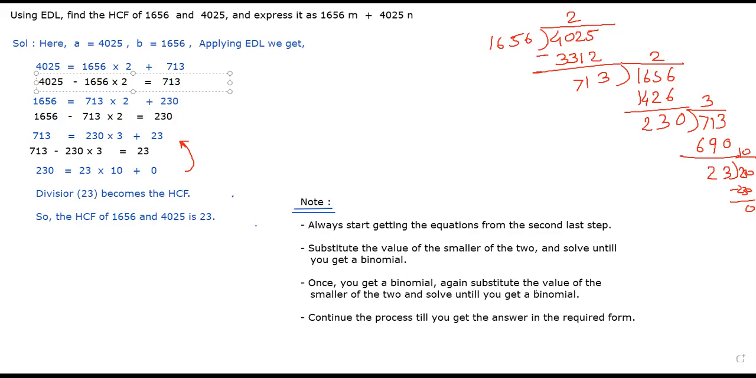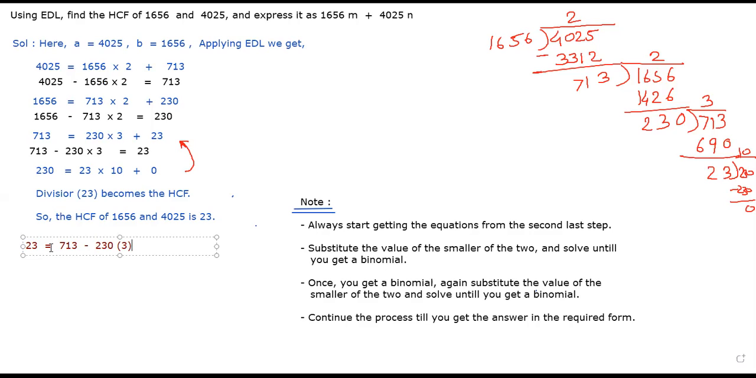Pay attention very carefully. Now I will start from the second last step. I will start from the value of 23 because I want to express it, meaning the HCF, and the HCF is 23. So 23 is equal to what? 713 minus 230 into 3. Am I right, children? Now, substitute the value of the smaller of the two and solve. Always start from the second last step.